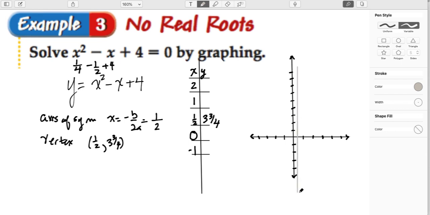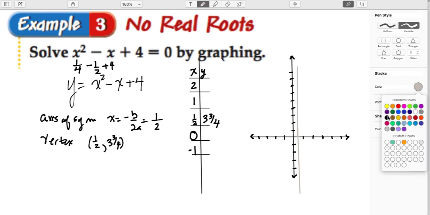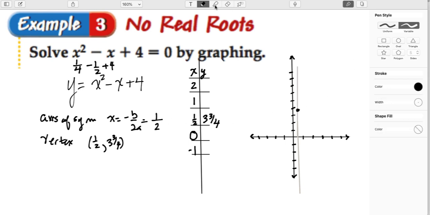Let's see if that's working out. Sort of, kind of. You guys get it. So that's our axis of symmetry. Our vertex is located at point 3 3/4. So let's see, here's 3 3/4, would be around right here. So that's the point that we're talking about. That's the point that we've highlighted in red.